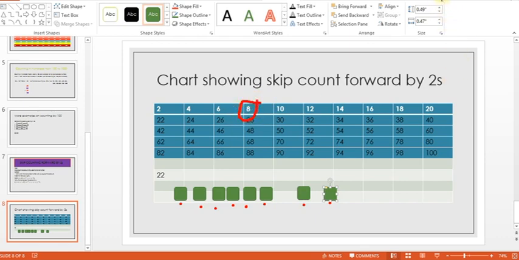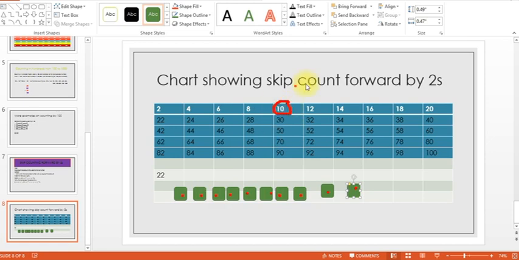Okay, so here, if I add this 8 we had here, we are going to skip count forward by what? 2's from the 8. So you add 2 more to it. So 1, 2. Okay, so let's count it again. 1, 2, 3, 4, 5, 6, 7, 8, 9, 10. That's why we had 10 here.